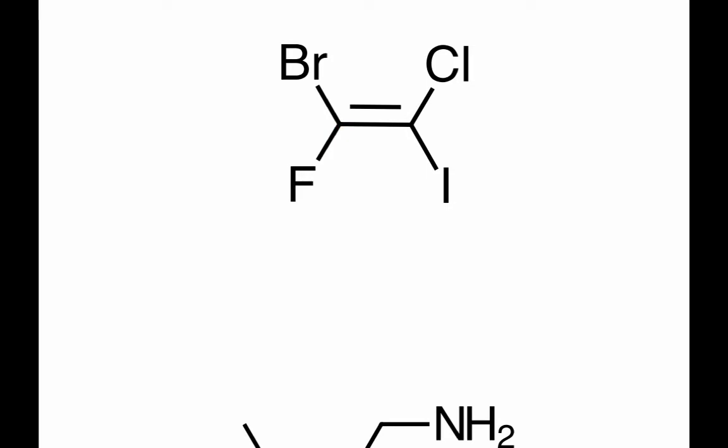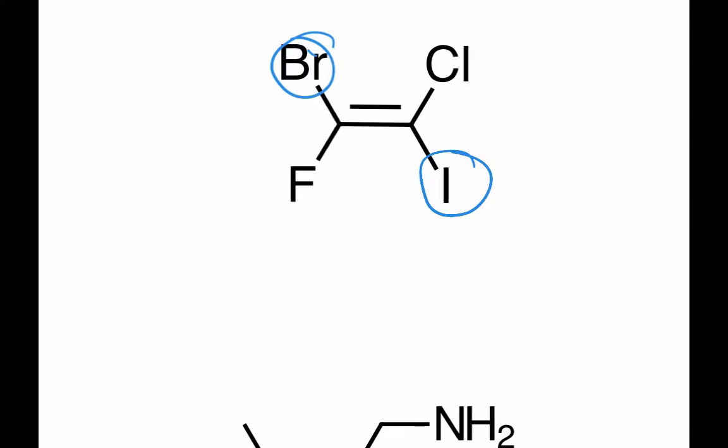All right, so if we were to go ahead and write the name out, actually, sorry, before we do the name, let's assign the E or Z of it first. So on the left-hand side, I'm going to compare a bromine to a fluorine. Bromine has the higher atomic number, so the higher priority group is the bromine. On the right-hand side, I have chlorine versus iodine, and the iodine is going to have the higher priority. So the higher priority group is there.